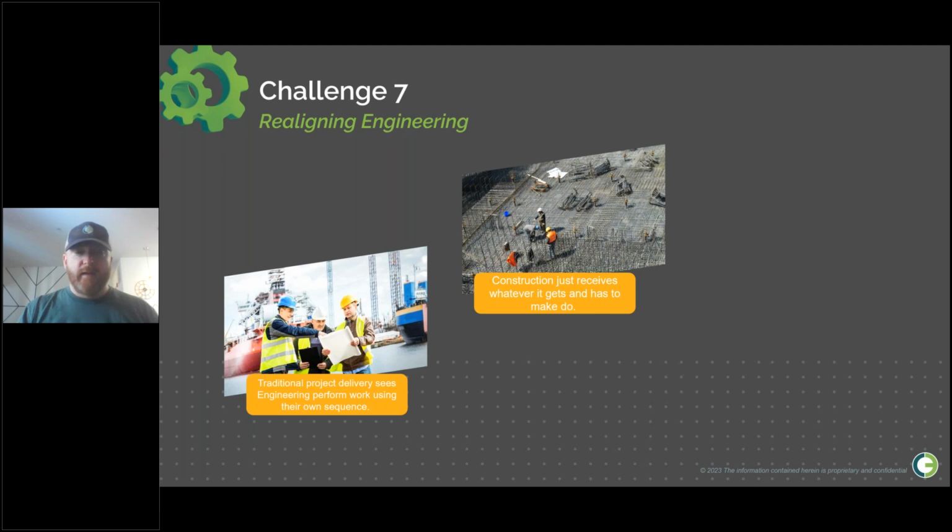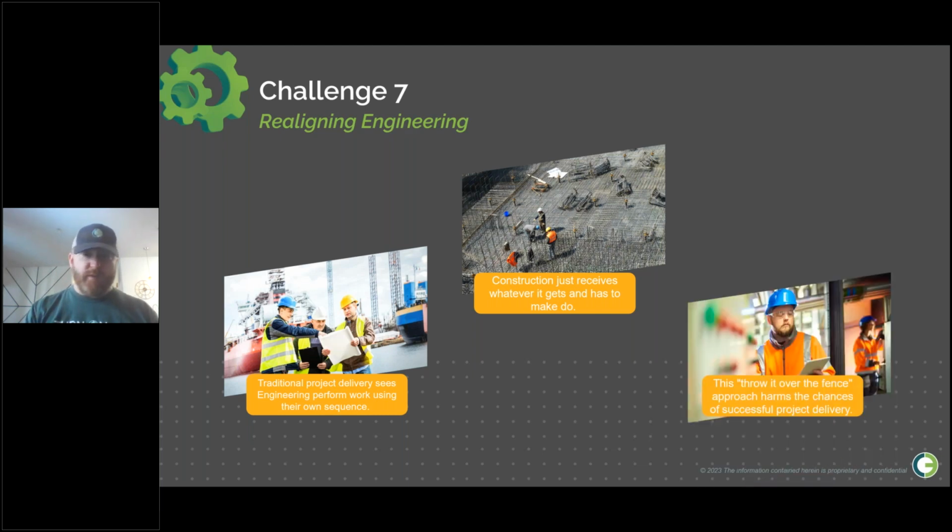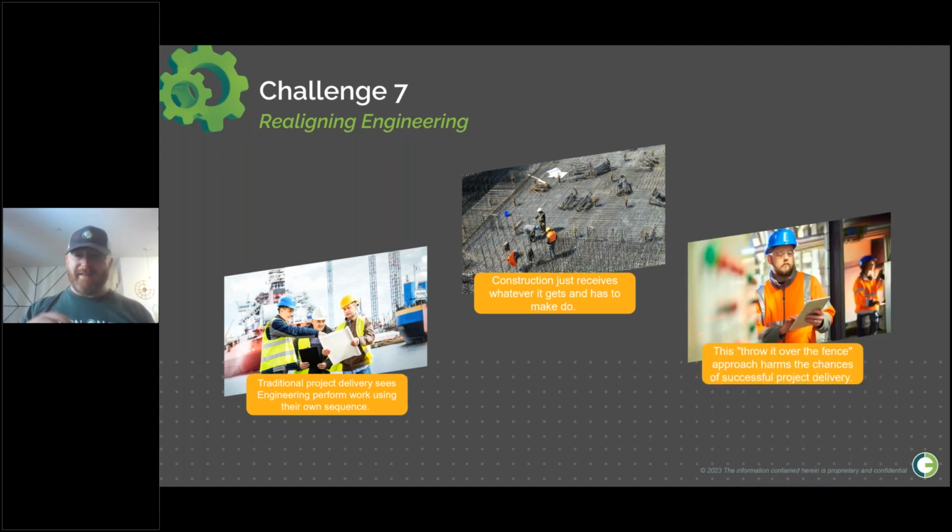Construction, historically, has just received whatever it gets. Construction will just be delivered some information and told, typically the normal answer I always get is, we gave you some drawings, why aren't you welding yet? So it's just, here's what we've got for you, deal with it. It's what we refer to as a throw it over the fence mentality. It's just, here's what we've got for you, go build something. It does not help successful project delivery. That attitude of just give construction whatever they've got and let them figure it out seems like a good idea to some people, but it does not help with that execution.